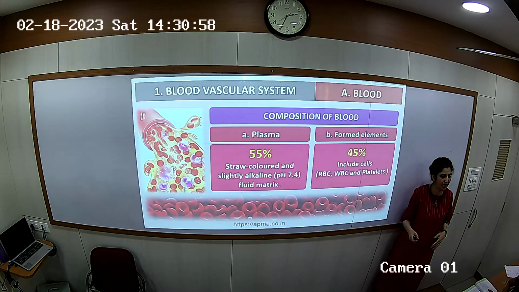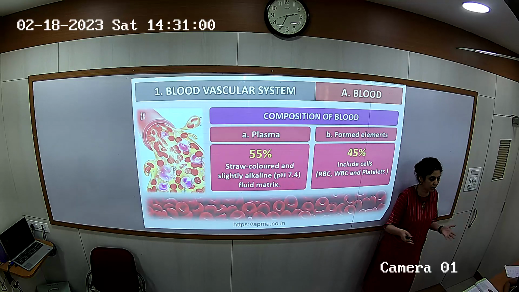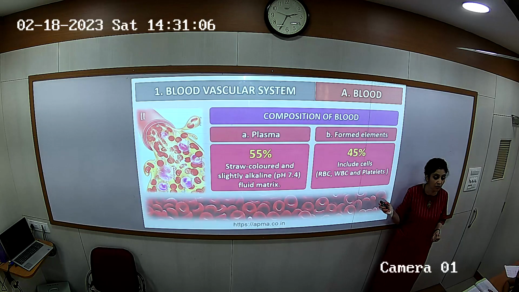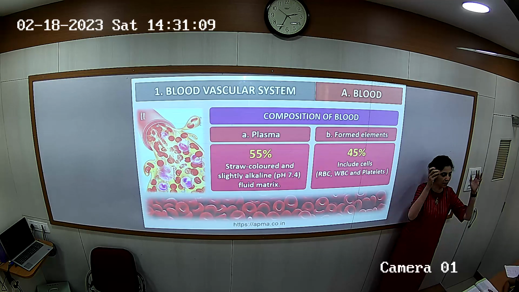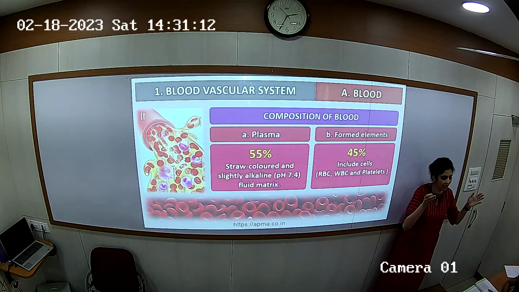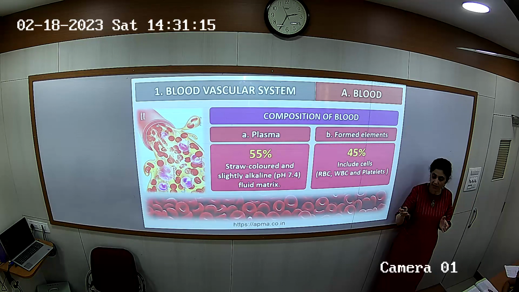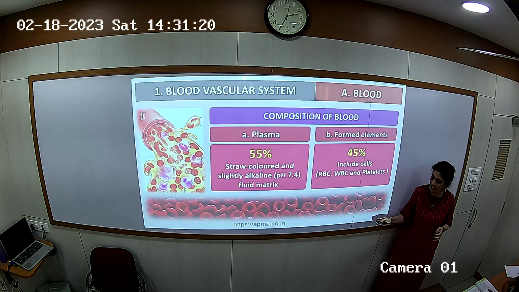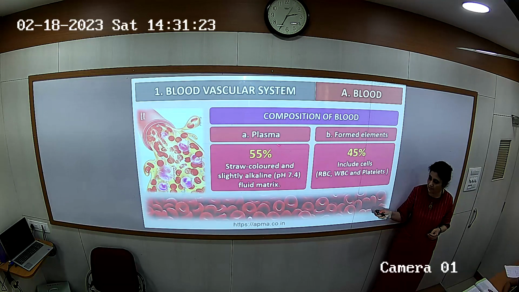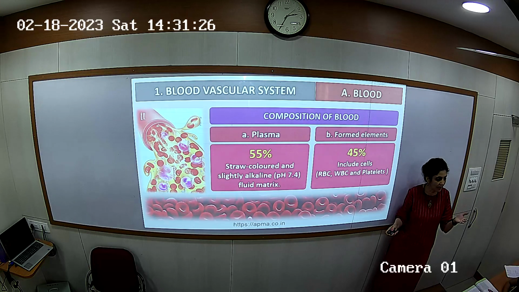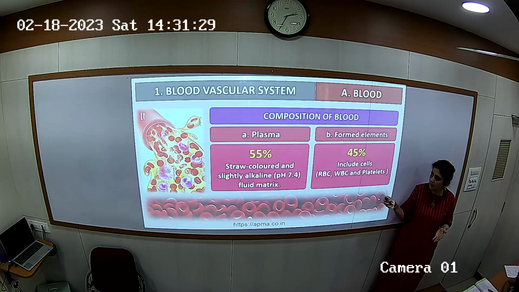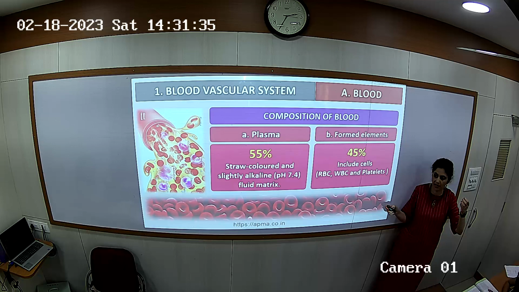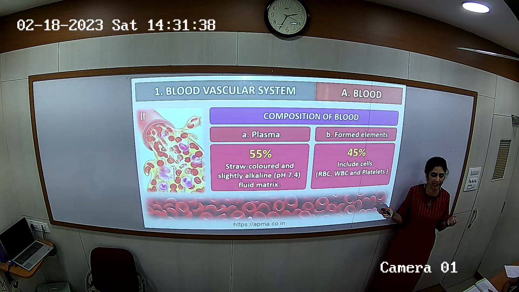So plasma is a simple fluid matrix. It is water. Okay? 55% is plasma and 45% is formed elements. So if blood is 100 grams, 55 grams is going to be plasma and 45 grams is going to be formed elements. It is a straw-colored, slightly viscous, slightly alkaline fluid matrix, with pH 7.4. It is the solvent, the fluid in which the cells are suspended, dispersed. We cannot say dissolved because the cells are separate. They don't get dissolved in the plasma, but they are dispersed or suspended in the plasma.